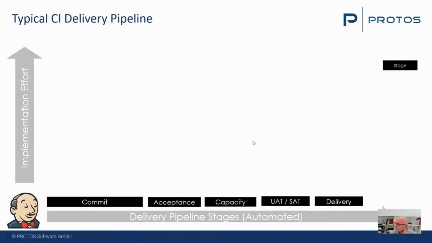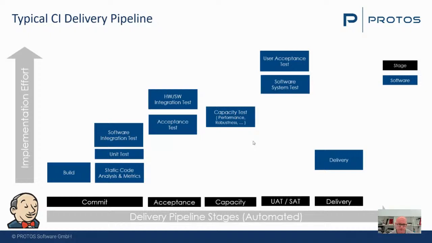Yeah, let's have a look at the typical continuous integration delivery pipeline. I've been talking about staging before. The typical stages, just as an example, could be commit stage. So in the commit stage, for example, you build your software, you run the static code analysis, you run the unit tests, software integration tests, so everything that's done with a unit test, for example.